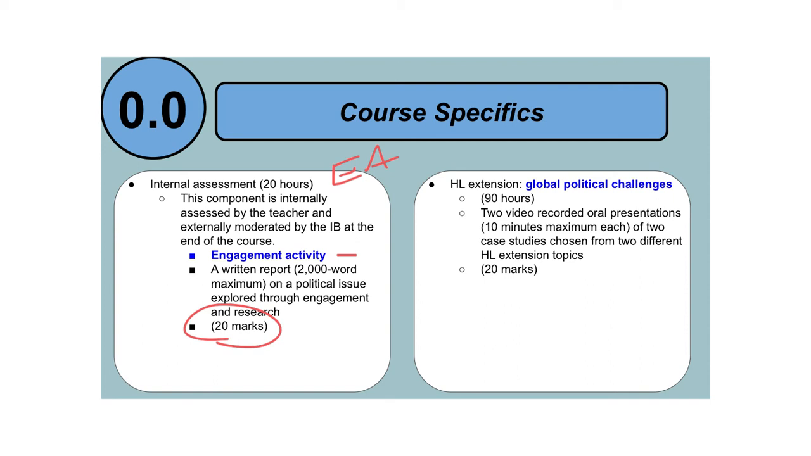Lastly, we have the HL extensions for those of you who are going to take the course at the HL level, known as Global Political Challenges. This requires 90 hours of work. In the standard IB Global Politics course, there may be some changes due to global events, but on average you're required to do 2 recorded video oral presentations, 10 minutes maximum, of 2 different case studies chosen by the student from 2 different HL extension topics. This aspect is also worth 20 marks for the HL student.